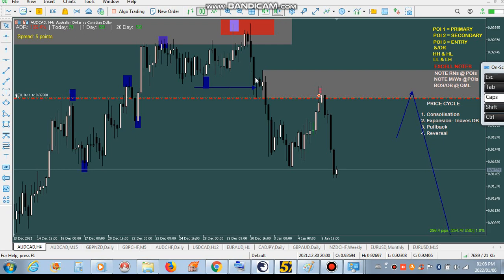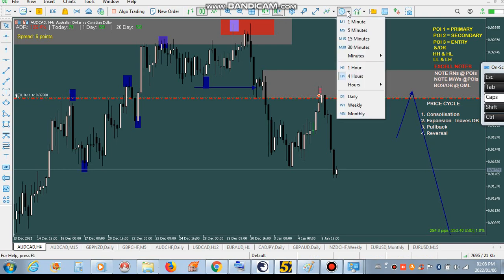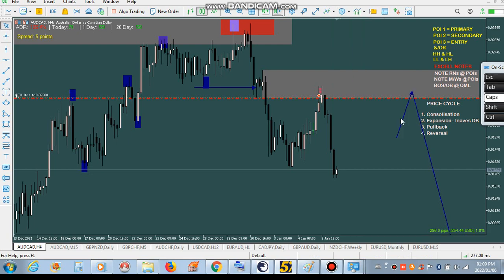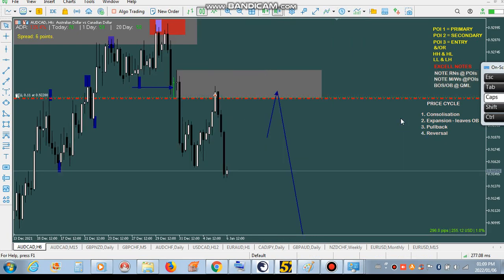Now, to those of you who do supply and demand, I think you can see that this is a drop, base, and a drop. Let me try and look for another time frame which shows it clearly. This is the H4. Let's check what price is looking like on the H6, and maybe on the H8. Well, the H6 is confirming what I've just said, which is a drop, base, and a drop.